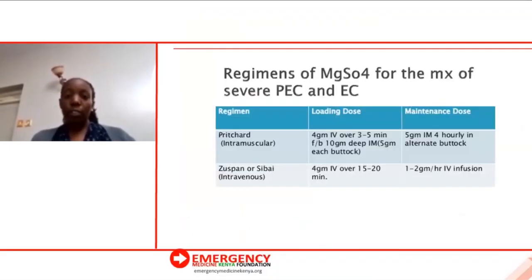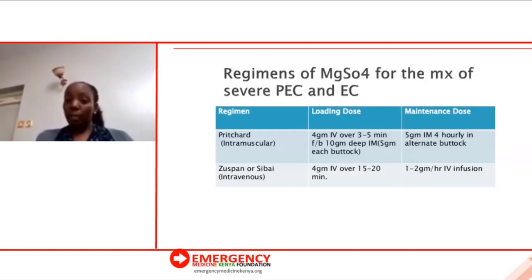So looking at the regimens of giving magnesium sulfate for the management of severe preeclampsia and eclampsia, there are 2 regimens. There's the Pritchard, which is intramuscular mainly, and there's the Zuspan method. With the Pritchard, you give 4 grams IV over 3 to 5 minutes, and then after that, you give 10 grams deep IM, so 5 grams in each buttock, and then to maintain, you give 5 grams IM 4 hourly in alternate buttocks. With the Zuspan, you give 4 grams IV of magnesium sulfate over 15 to 20 minutes, followed by a 1 to 2 gram per hour IV infusion for 24 hours.